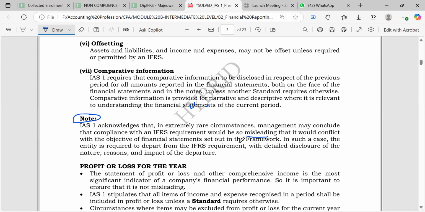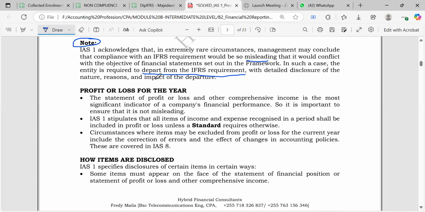In such a case, what does it do? It tries to comply, but it goes against the framework. So in such a case, the entity is required to depart from the IFRS requirement. It can decide to depart, with detailed disclosure of the nature, reasons, and the impact of the departure. You see that? Yes. So it could be allowed as long as you see that what is required isn't right.